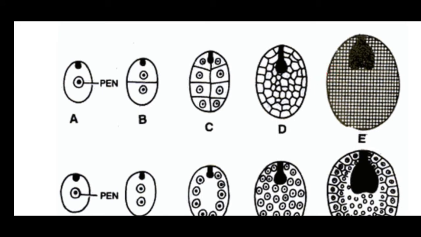This occurs in about 25% of angiosperm families, mostly in the case of dicots, where we find this variety of endosperm development taking place. Some examples can be Datura, if you know the Datura plant, and Adoxa plant. They are the ones which show this particular form of endosperm development.